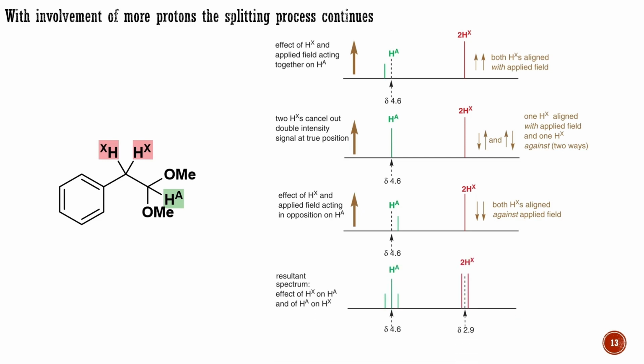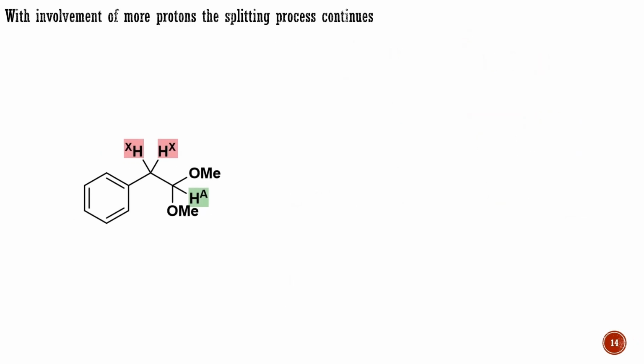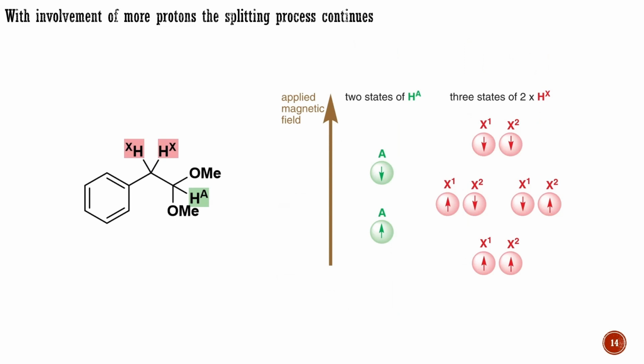We will therefore see a signal of double intensity for the HA proton at the correct chemical shift, along with 1 signal at higher field and 1 at lower field. In other words, a triplet with an intensity of 1 to 2 to 1. We can examine this result using our second method. There is one way in which both nuclei can be aligned with the applied field and another way in which both can be aligned against it.